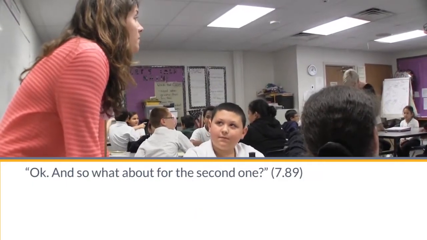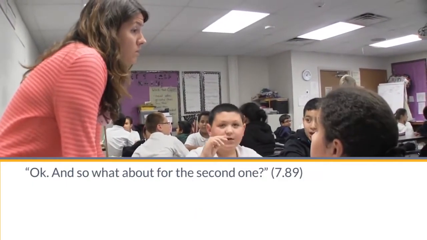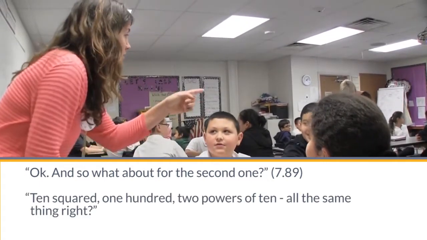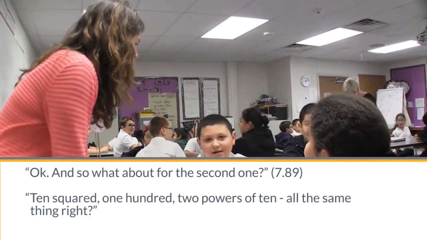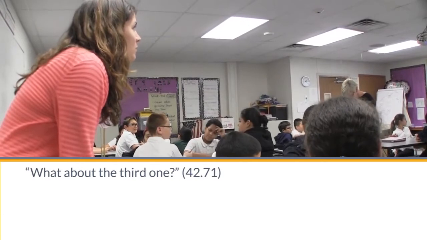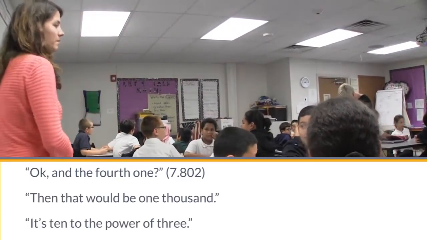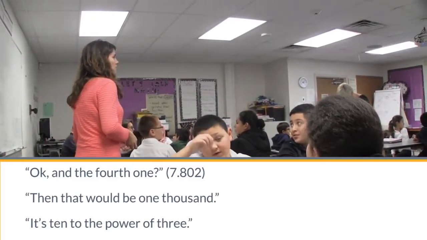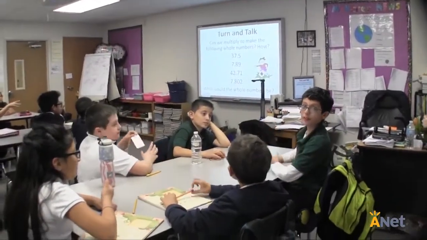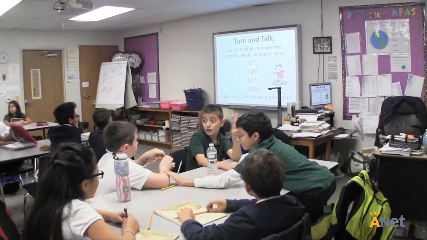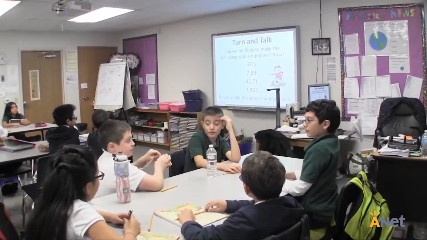Okay. And so what about for the second one? The second one, 10 to the power of 2. Square. Yeah, square. 10 squared, 100, 2 powers of 10, all the same thing, right? All right. What about the third one? The same thing. Okay. But then the last one would be 10 to the power of 3. Yeah, that would work. Or you could just do power of 4, then power of 2.